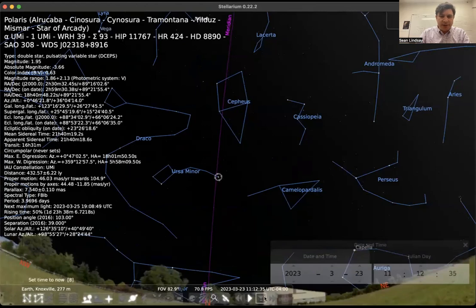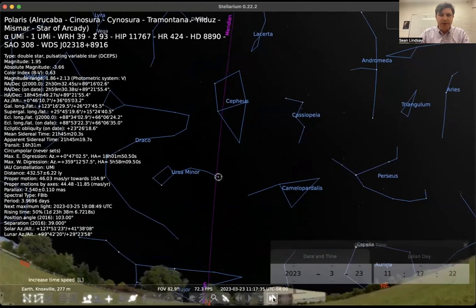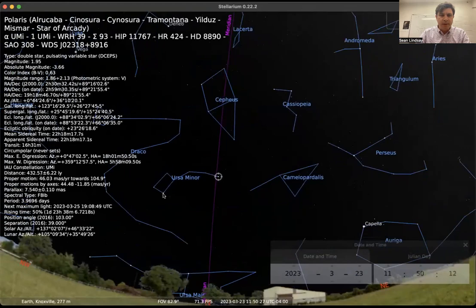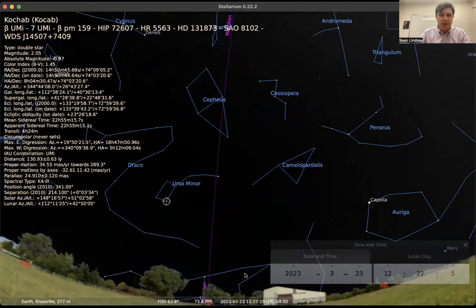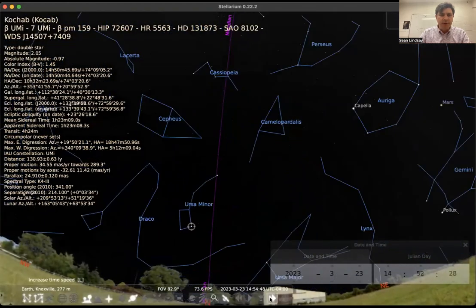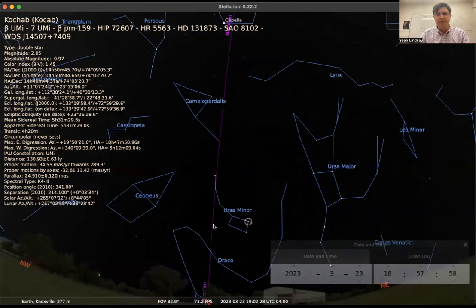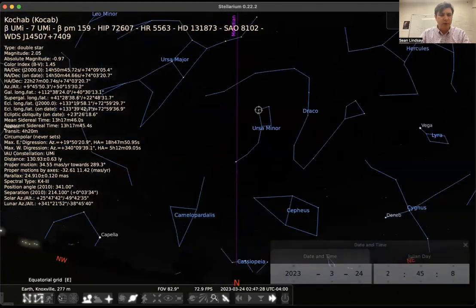And let me go ahead and just get that demo going one more time. I'll speed up the time. We'll go to this star right here. Get it moving nice and fast. So you can see it just circles around and around the pole.